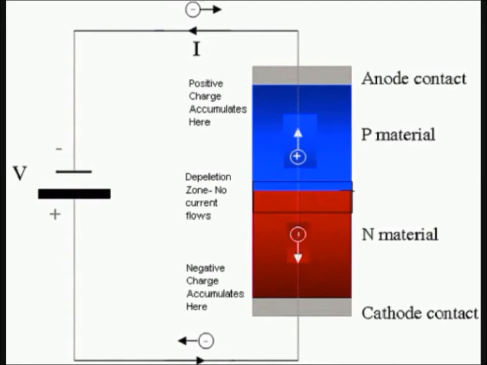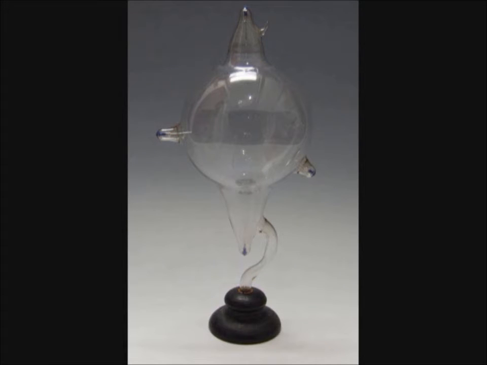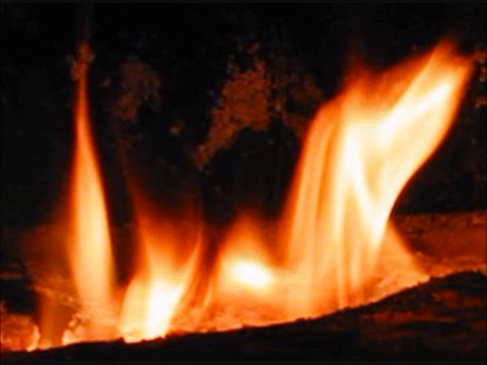In contrast, if current does not flow in the forward bias direction, but rather in the reverse bias direction, the holes will move towards the P-type semiconductor and the electrons towards the N-type semiconductor, creating a depletion zone where current cannot flow.